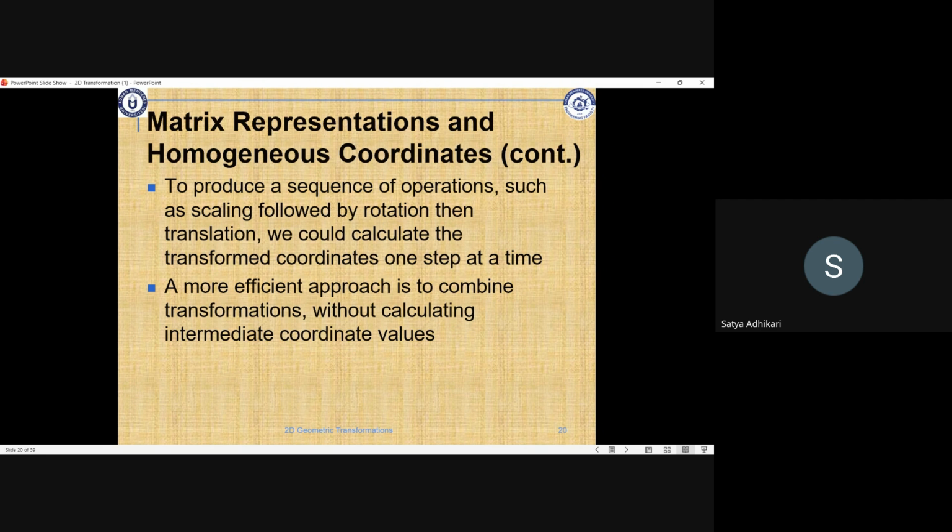So if you calculate the first transformation, followed by the second, followed by the third, it takes more time. So we need an efficient approach, an efficient way. Let us see what is an efficient way.